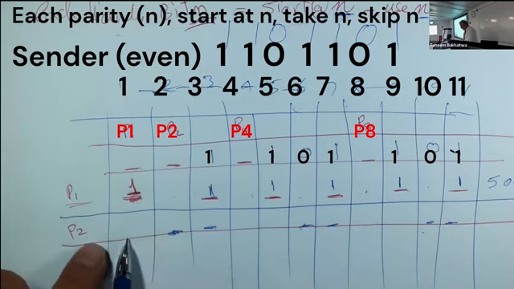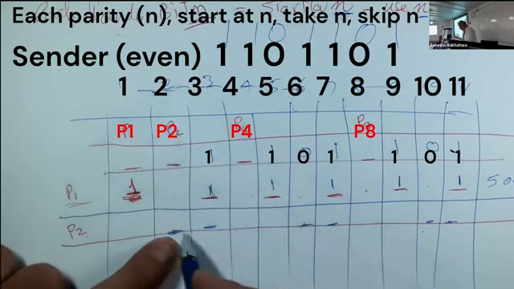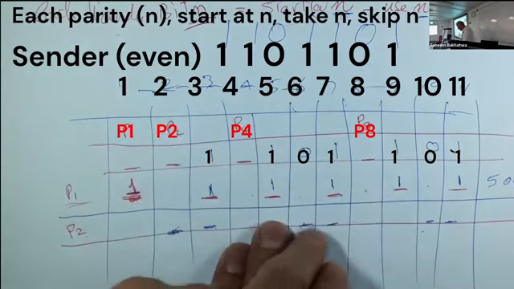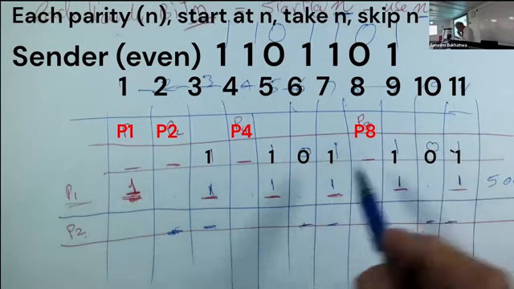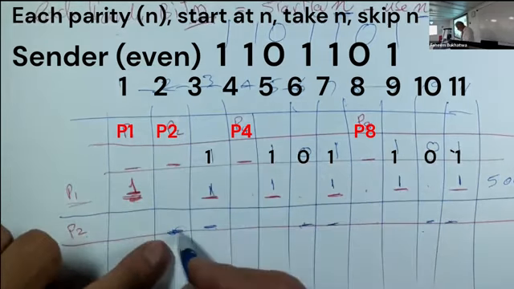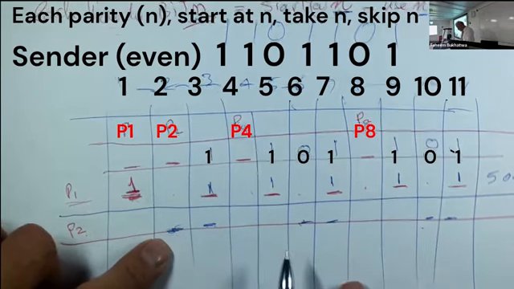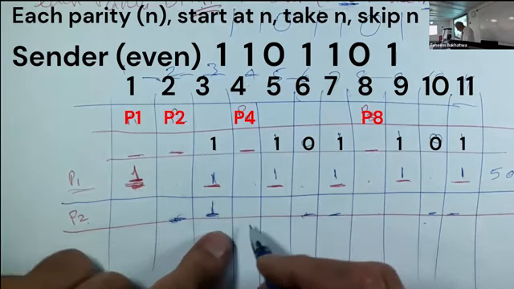So parity number 2 consists of these 2 bits, 2 and 3. We're going to skip 4 and 5, 6 and 7, skip 8 and 9, 10 and 11. So let's fill in the information. Parity bit number 2, we don't know what value it is. Number 3, we already have it. It's data. It has the value 1.